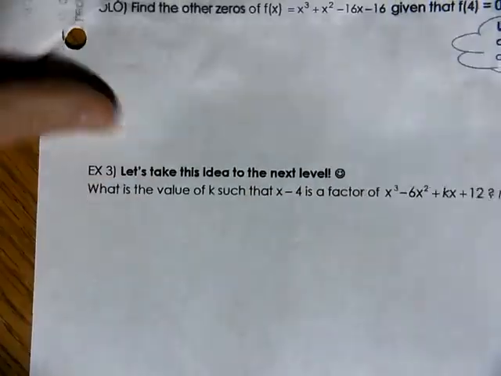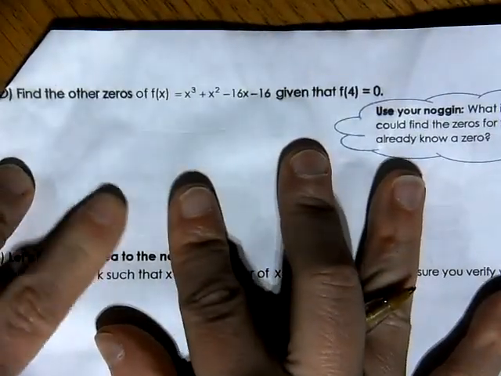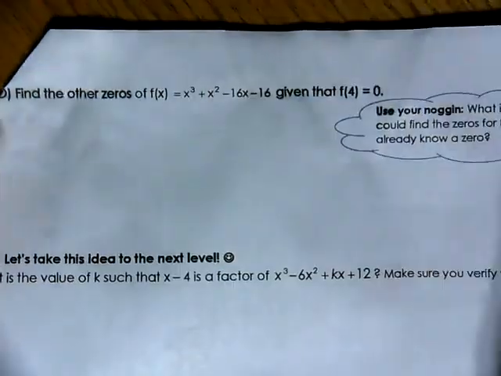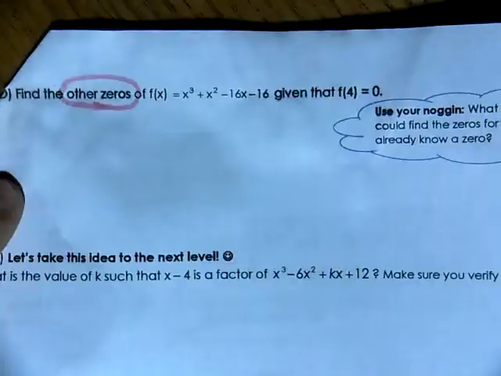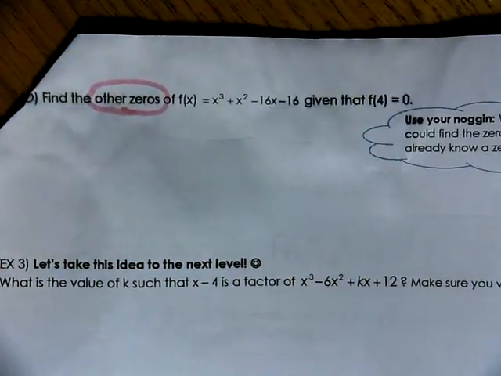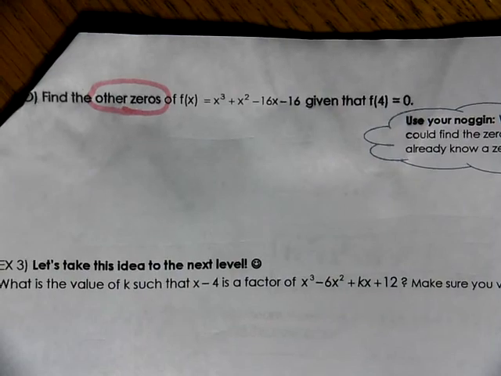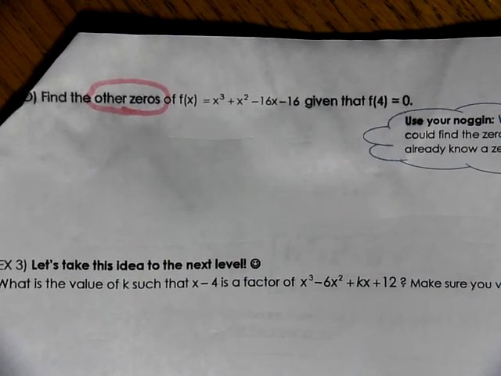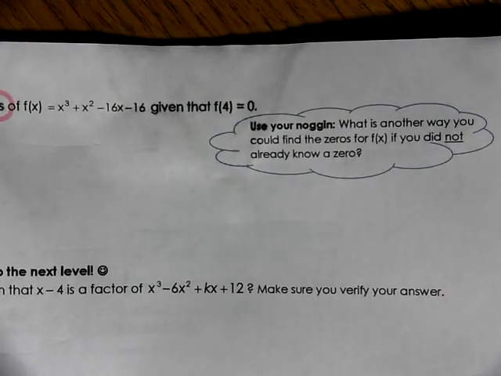Let's go ahead and move on to the next page. On this next page, we have a solo question that I would like you guys to please try on your own. So in this problem, I'm asking you to find the other zeros. So I want you to take that factoring to that next level and set your factorization equal to 0 to find those other zeros.